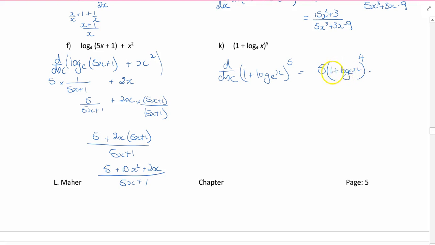Now, the derivative of 1 is 0. I'm not going to put that in. The derivative of log of x is simply 1 on x. And so you might see that written as 5 times 1 plus log to base e of x to the power 4, all on x.